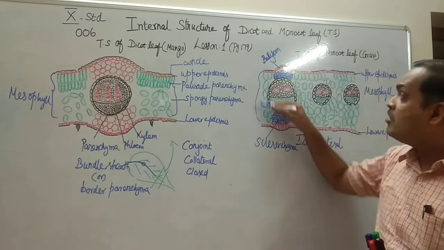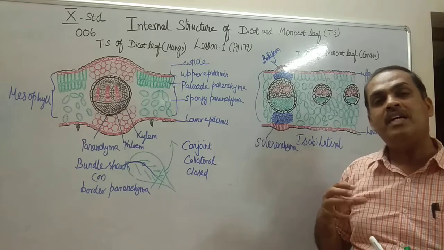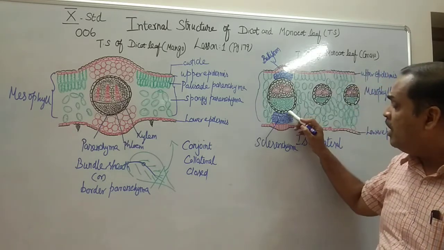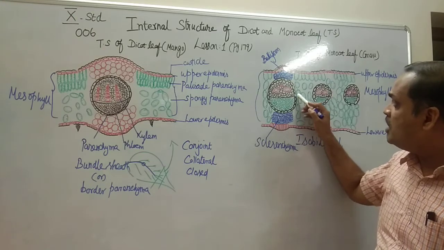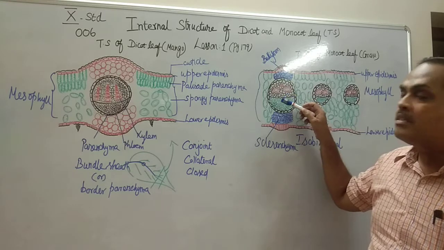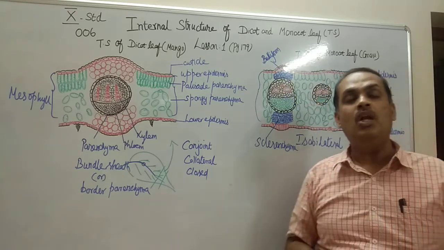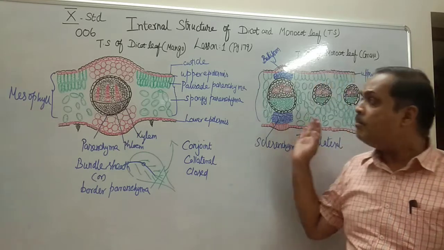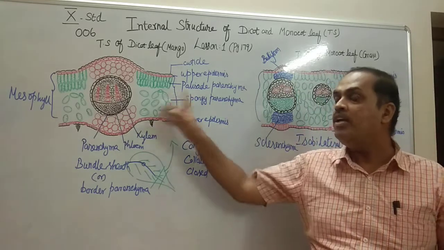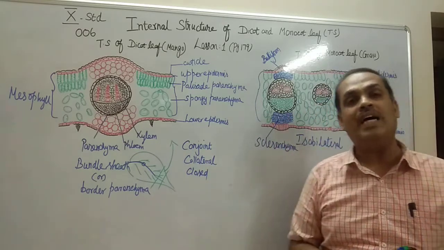Every vascular bundle is surrounded by a thick layer of parenchymatous cells called the bundle sheath. Here the cells of this bundle sheath are a little bit bigger in size. Now the vascular bundle consists of xylem towards the upper epidermis and phloem towards the lower epidermis. Now what is the main difference between dicot leaf and monocot leaf? All dicot leaves are dorsiventral and all monocot leaves are isobilateral.